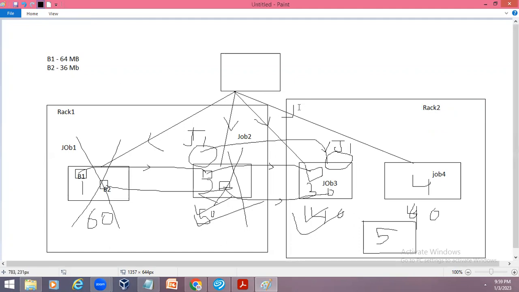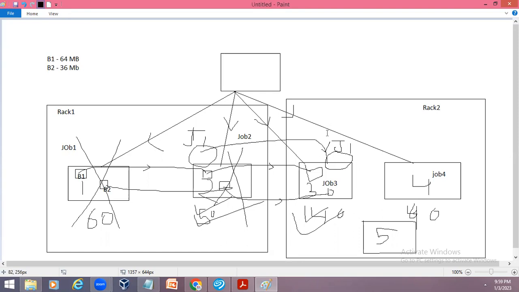Suppose you go to a hotel. In a hotel, you have a complete building, then you have the floors, then you have the rooms. Right? I hope you understand what a rack is.